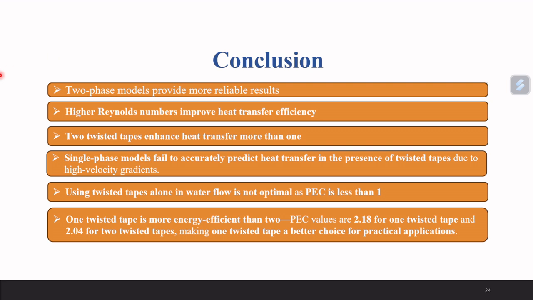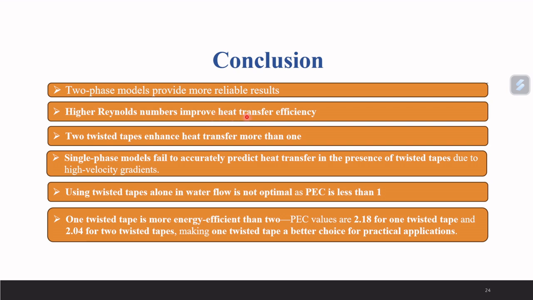Conclusion. This study numerically investigates the heat transfer performance of turbulent nanofluid flow in a tube with one and two twisted tapes using a single-phase and a two-phase model. The results provide significant insight into the impact of the twisted tape, nanoparticle volume fraction, and Reynolds number on heat transfer efficiency. The two-phase model provides a more reliable result than the single-phase model due to its ability to capture the interaction between the nanoparticles and the base fluid.